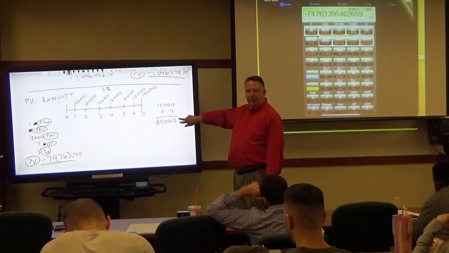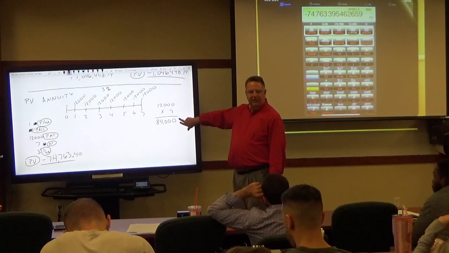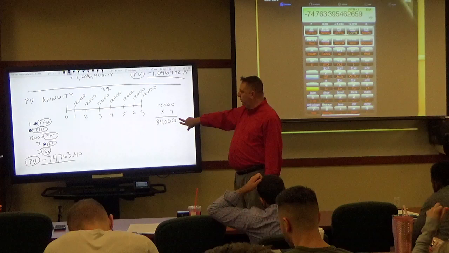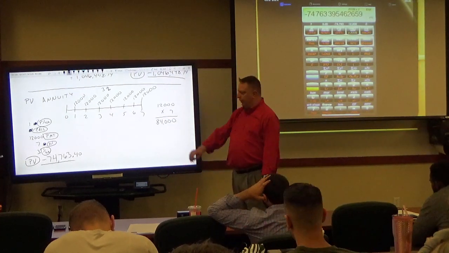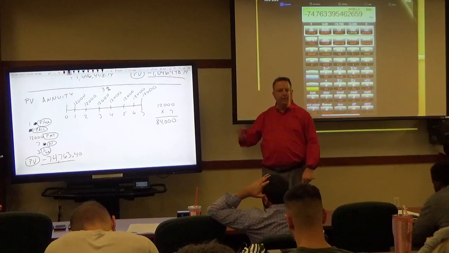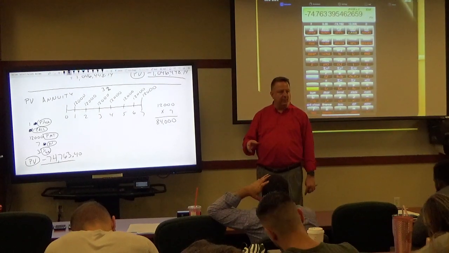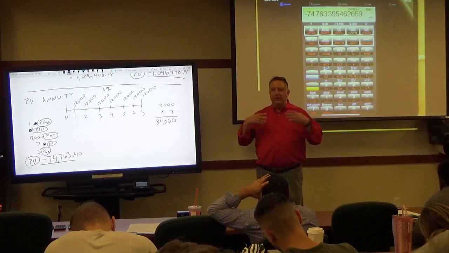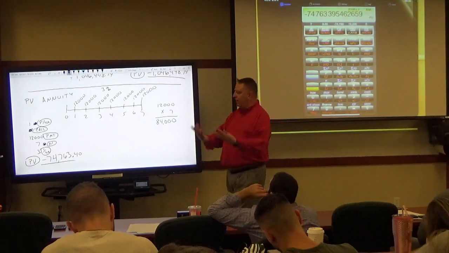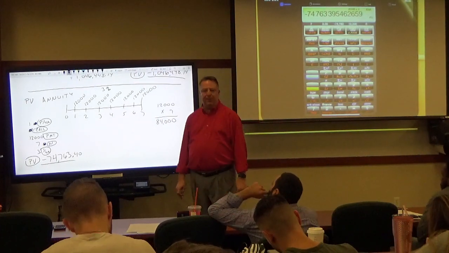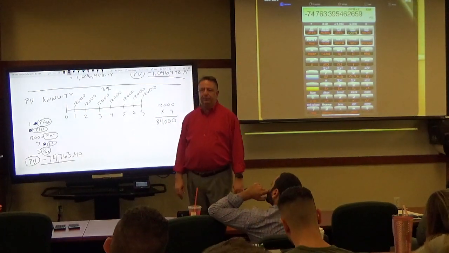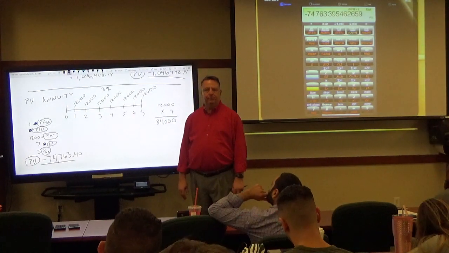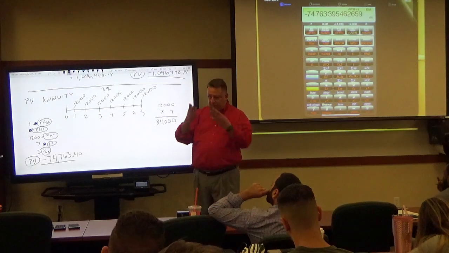Instead of them having to prepay the full $84,000 to us today, we would be willing to accept a discounted payment of $74,763.40 in today's dollars. Okay? Why are we willing to accept that? Simply because we're getting all the money now, and we can probably do something more productive with it than just a 3%. Okay? Make sense?